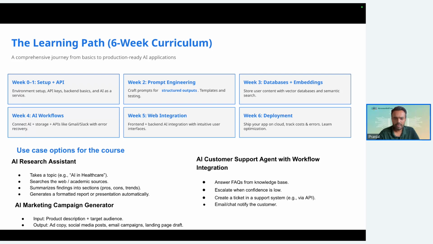So we can have an AI marketing campaign generator also, which can generate content according to the product description and target audience. It can generate ad copies, social media posts, email campaigns, landing page drafts, and so on, right?